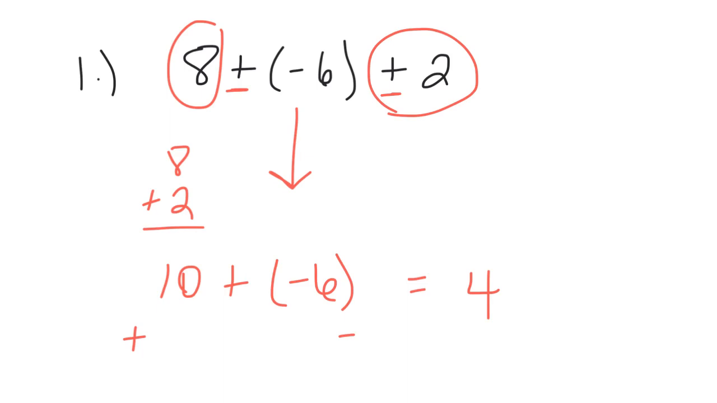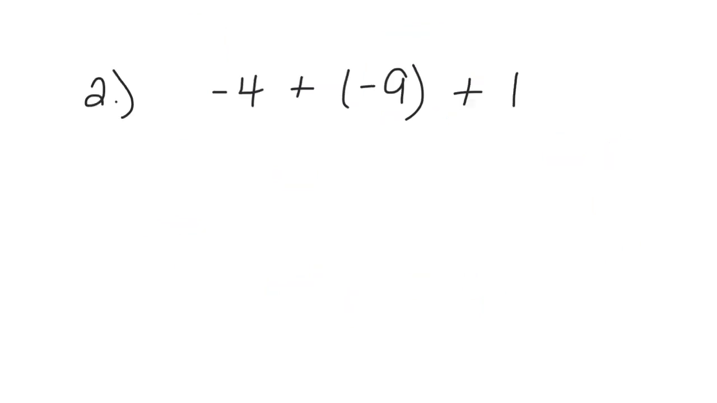Now you did not have to do that. If you wanted to work from left to right, you could also do that. 8 plus negative 6 is positive 2. And then bring down the 2. 2 plus 2 is 4. So there are two ways that you can do this. You can, in red, group together like signs because those are the ones you're going to add. Or in blue, you can just work left to right. But the same rules always apply.